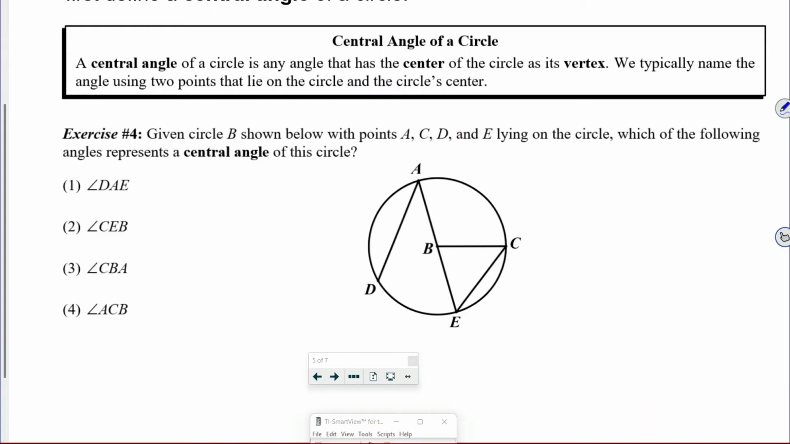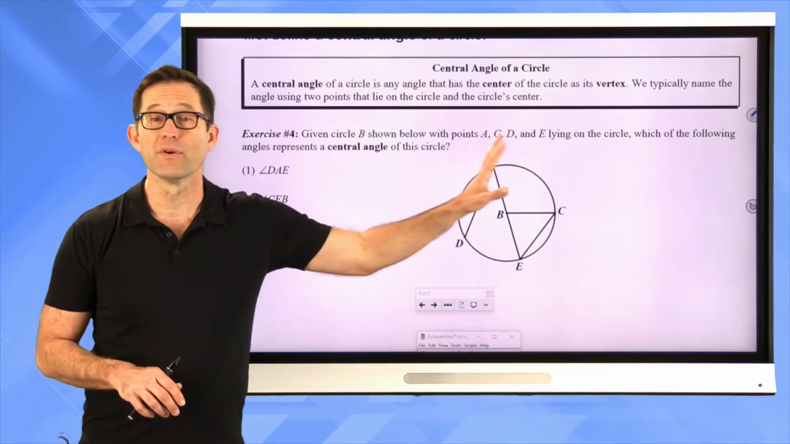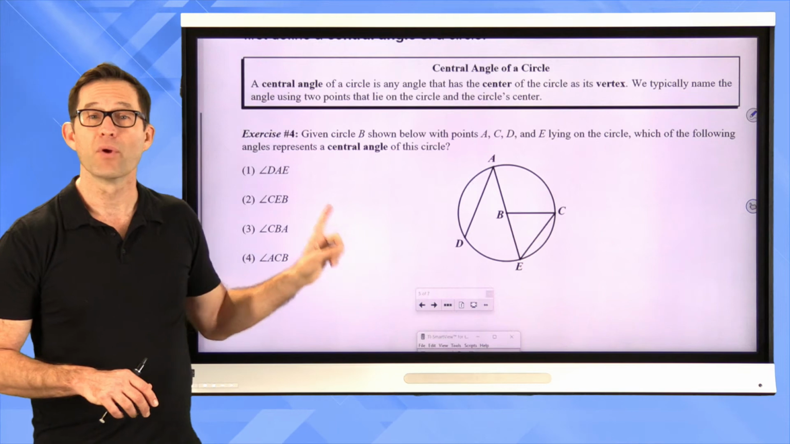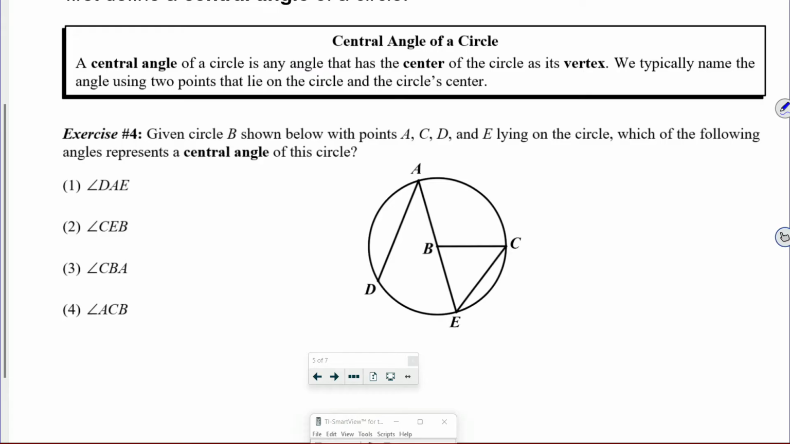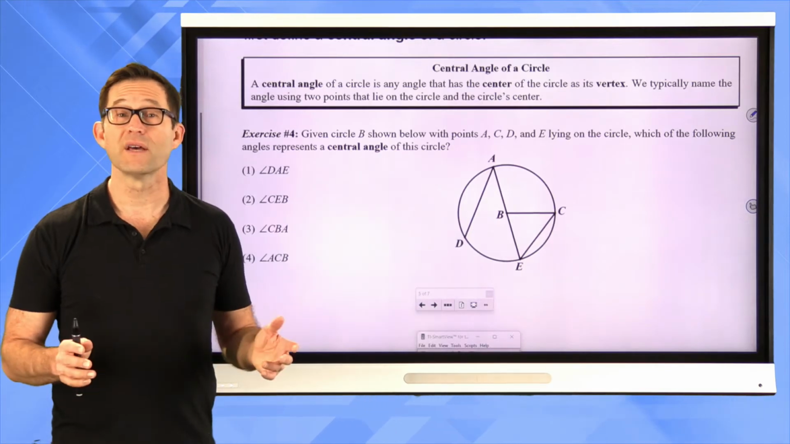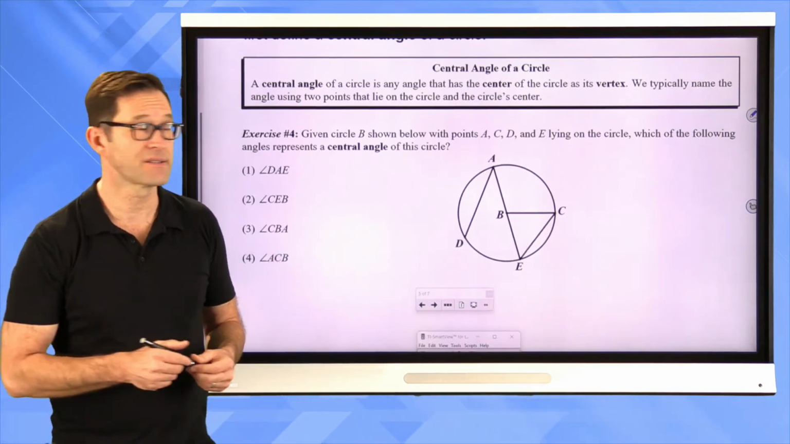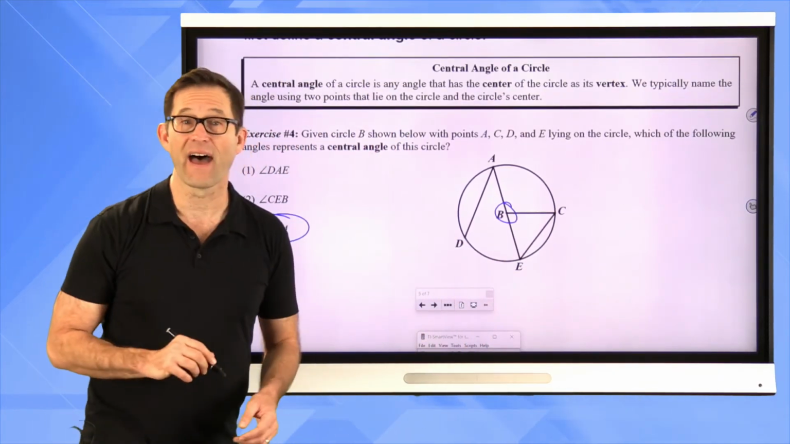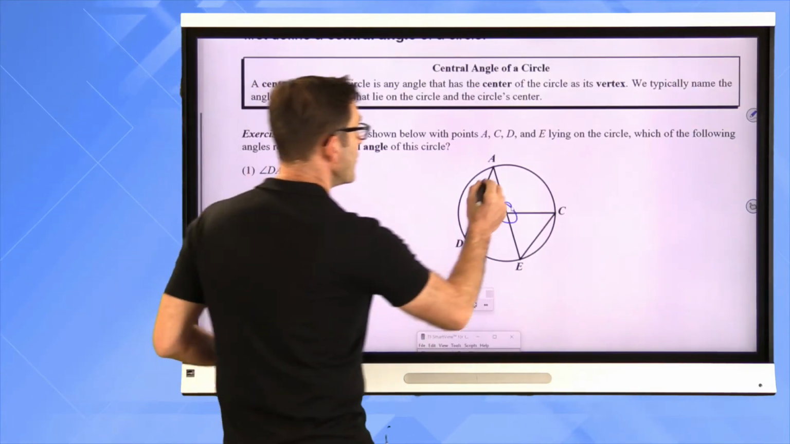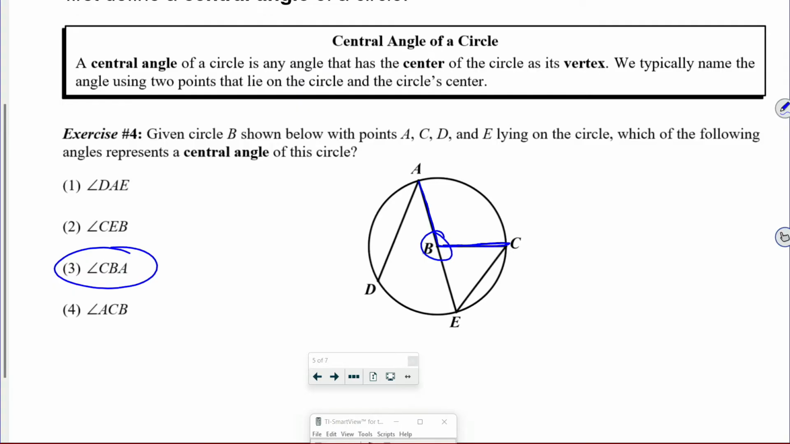Let's take a look. Given circle B shown below with points A, C, D, and E lying on the circle, which of the following angles represents a central angle of this circle? Now, there's numerous central angles in this particular diagram, but only one of the 4 choices actually represents a central angle. See if you can figure out which. All right, well, a central angle has to have the center as its vertex, right? Got to have this as its vertex, and the only one of these angles that does that is angle CBA, right? That's this particular angle.